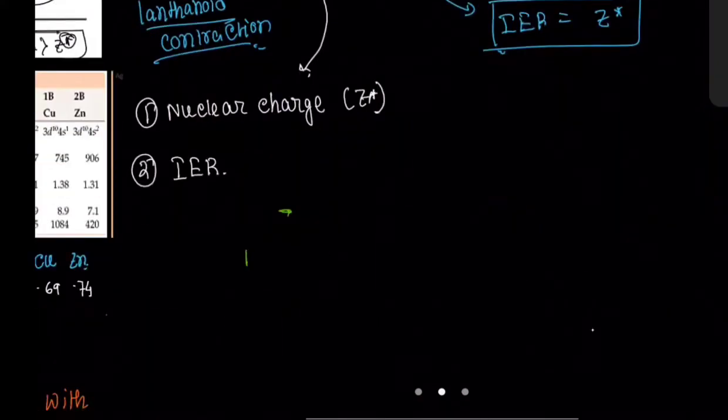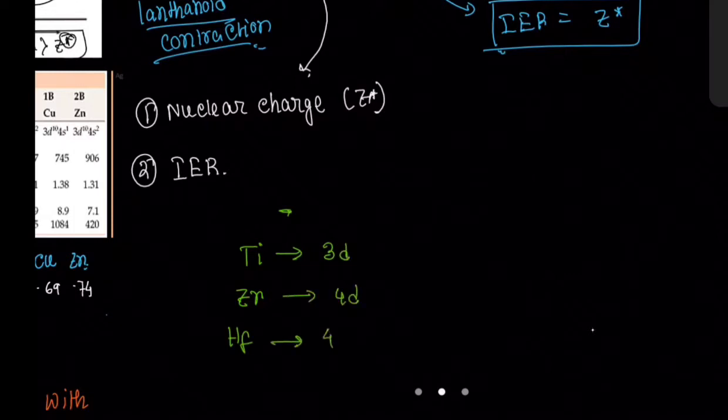Okay, now when you're moving from one group to another, one period to another period, what happens is that, over here, let's say titanium is 3d, zirconium is 4d and hafnium is 5d. The last shell is 5d. So one shell is increasing. So as the shell increases, the size should increase, right?